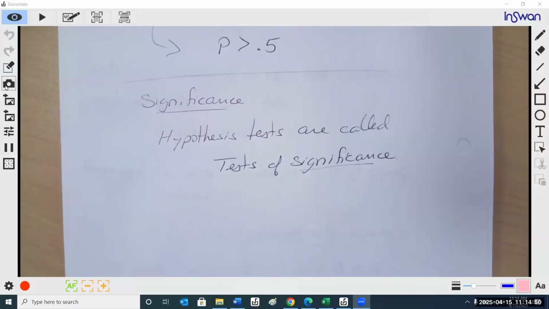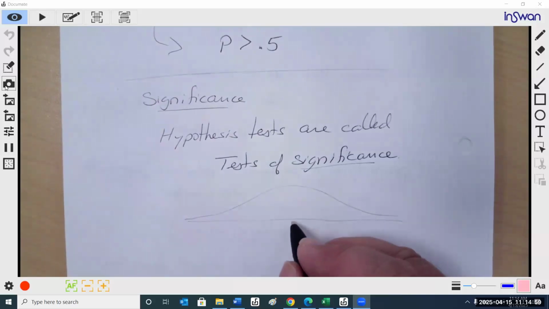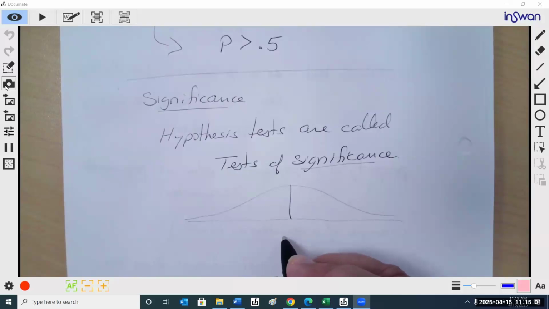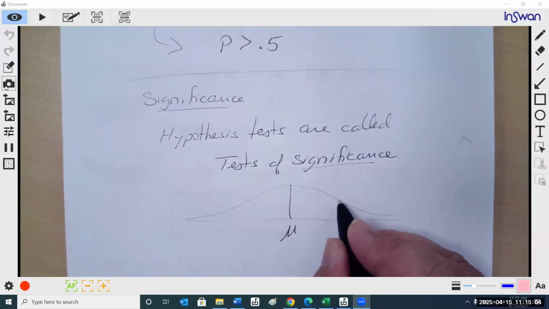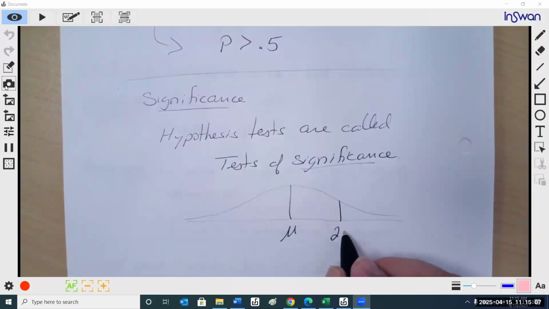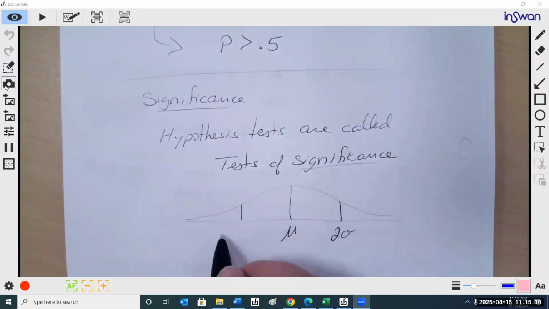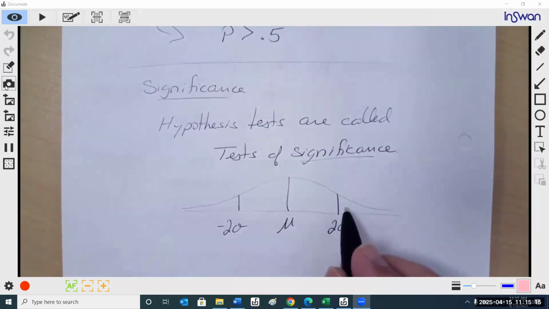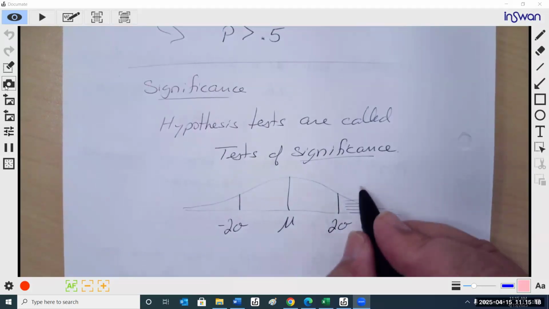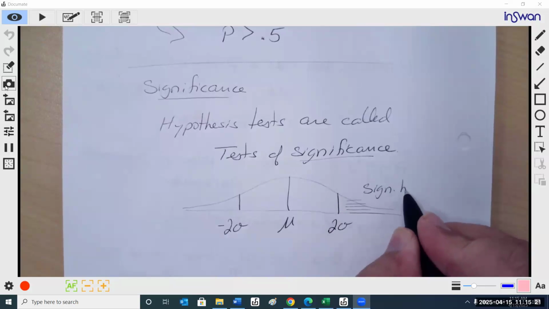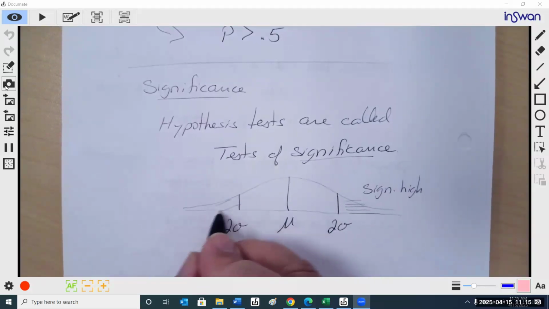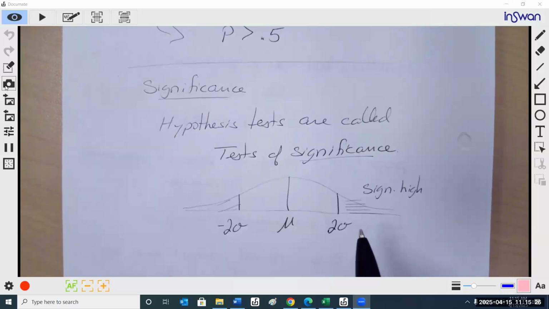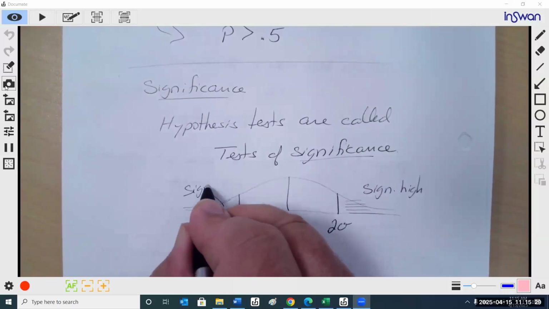Right. It has nothing to do with importance. There's no such thing in mathematics as importance. But standard deviation is with our mean. We have 2 standard deviations to the right and 2 standard deviations to the left. Anything in here is significantly high. And anything, that was a good guess though, is significantly low.